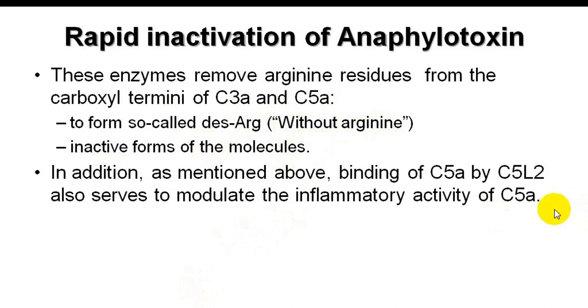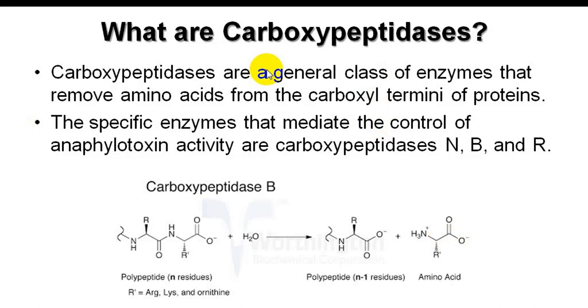In addition, as mentioned above, regarding the binding of C5a, in fact, there are two types of receptor, the latest research paper says. One is C5aR, that is the regular receptor. Another receptor is C5L2. The C5L2 serves to modulate the inflammatory activity of C5a. Thus, you can control inflammatory activity of C5a by rapid inactivation of the anaphylotoxins. What are carboxypeptidases? Those who have studied enzymology might be aware, carboxypeptidase is a general class of enzymes that remove amino acid from carboxy terminus of proteins. These specific enzymes mediate the control of anaphylotoxin activity, carboxypeptidase N, B, and R isoforms.